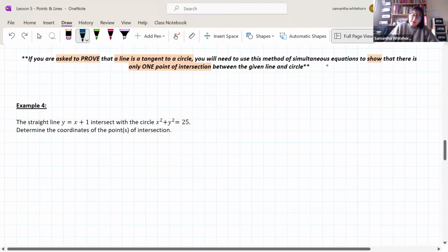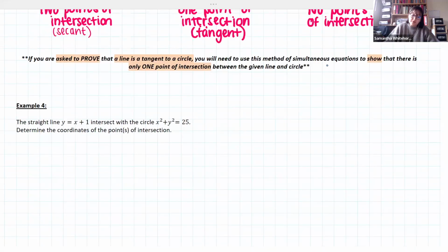So just remember that if you are asked to prove that a line is a tangent, anytime you are asked to prove something, you actually need to show that the statement would be true. So you would need to show that there is only 1 point of intersection between line and circle. It's the same as if you were asked to prove 2 lines are parallel: you would have to actually show that, for example, the corresponding angles are equal, or the co-interior angles add up to 180 degrees.